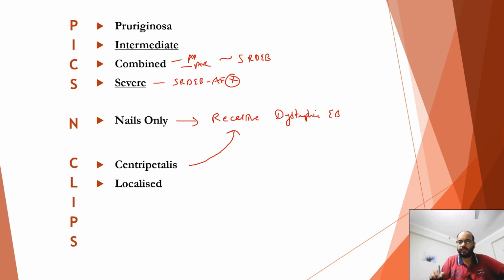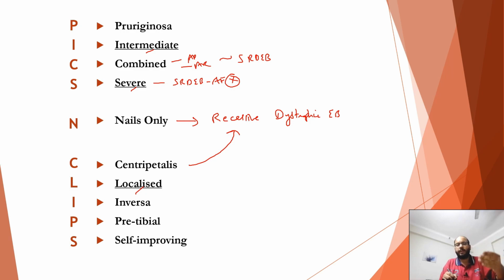L is localized. I is inversa, with groin and axilla involved. P is pretibial, which is similar to pruriginosa, but we have discussed the differences. And S is self-improving dystrophic EB. Now, the underlined ones are the major ones: severe, intermediate, and localized. But with this mnemonic, PICS and CLIPS, you can easily remember all the subtypes of dystrophic EB.